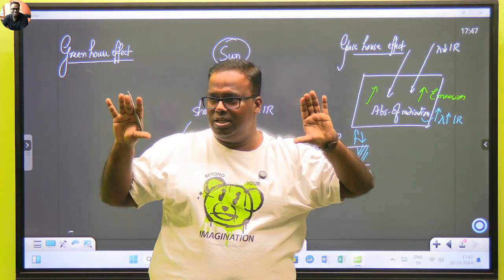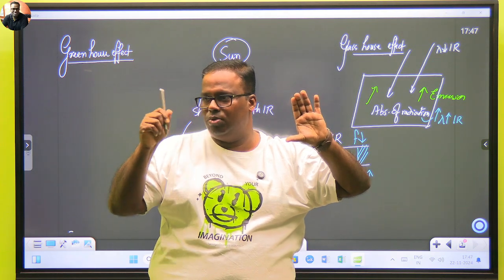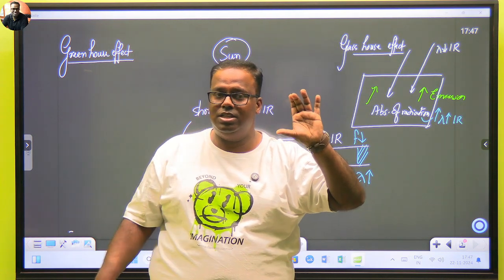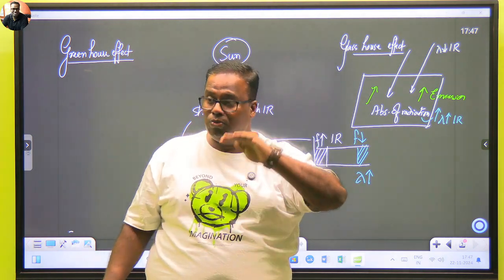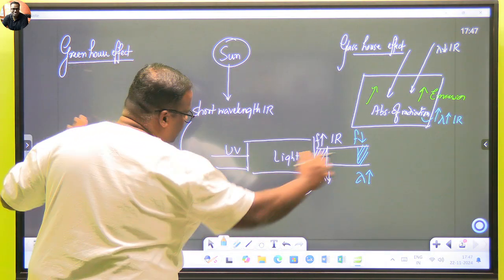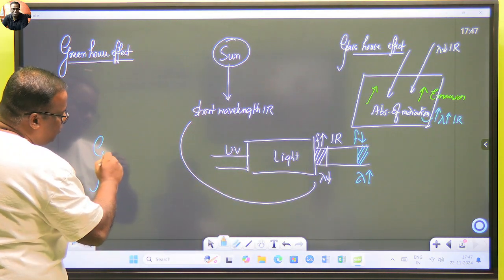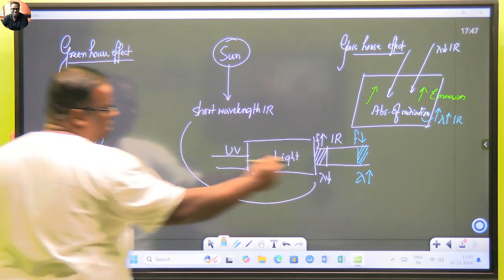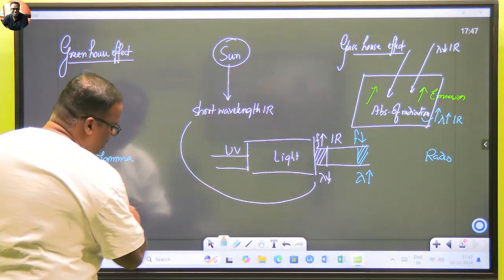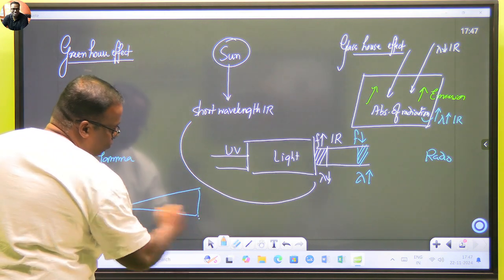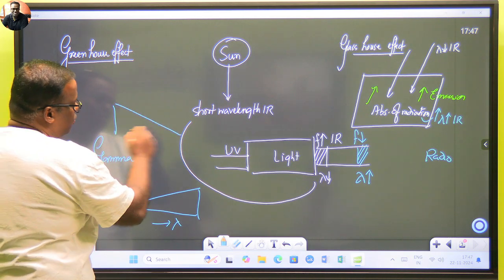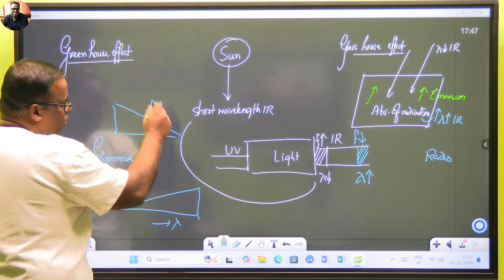Infrared radiation is not one particular frequency, it's a band. When the sun sends infrared radiation, it is sending infrared radiation of short wavelength. This is the electromagnetic spectrum. On this side we have gamma rays and on this side we have radio waves. This is the entire spectrum. I told you wavelength always increases as you go from this side to this side. But frequency falls down. If the wavelength goes up, the frequency has to fall.